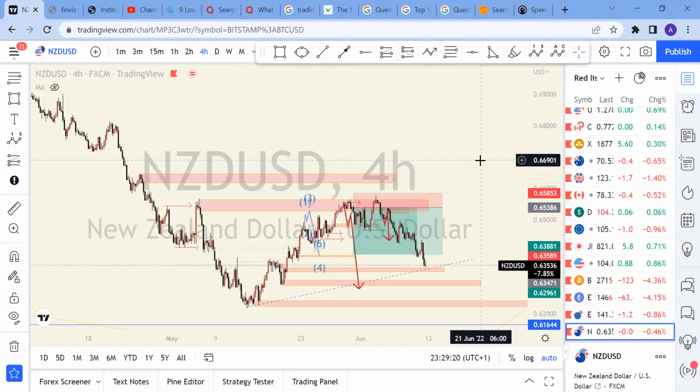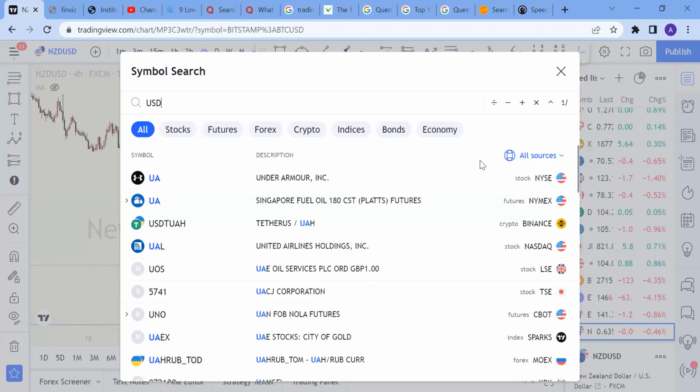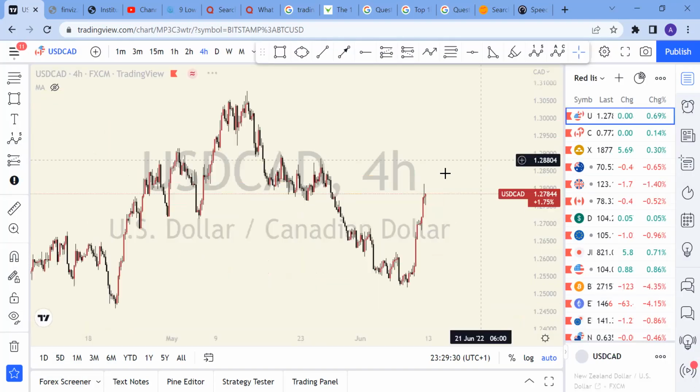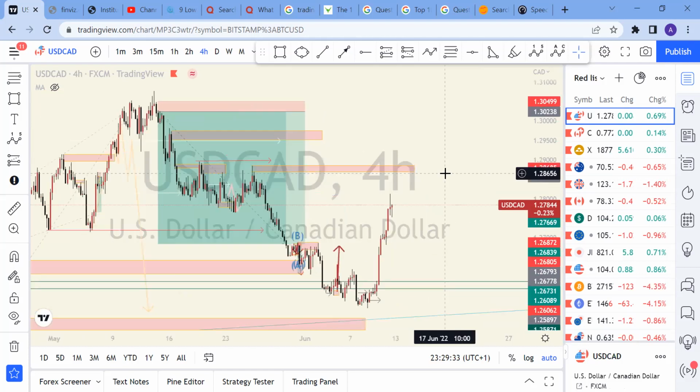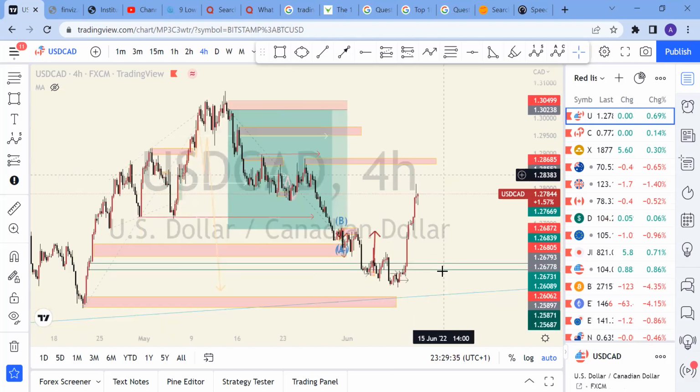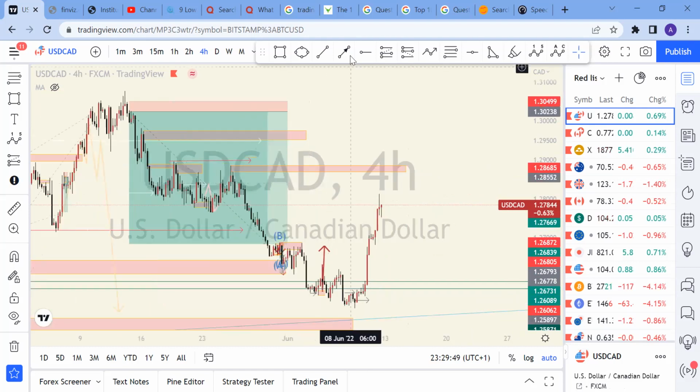All right, let's see USD CAD. All right, so we've talked about the USD getting weaker. All right, USD CAD buy didn't tap me in here, because I was hoping that it would come all the way back down here. But nonetheless, I'm just waiting to see what price does around here.